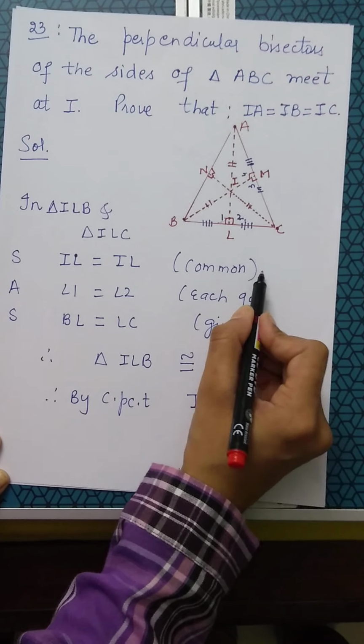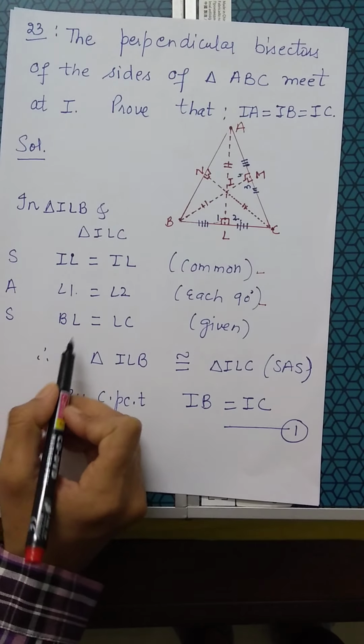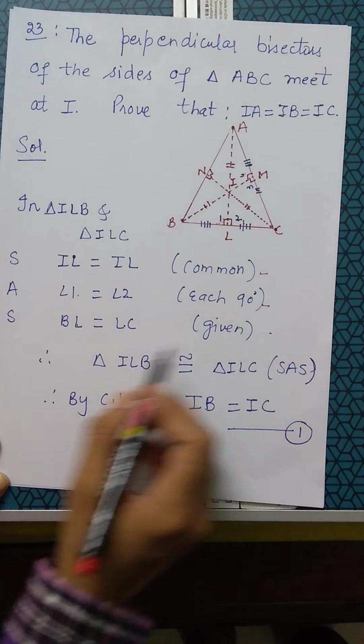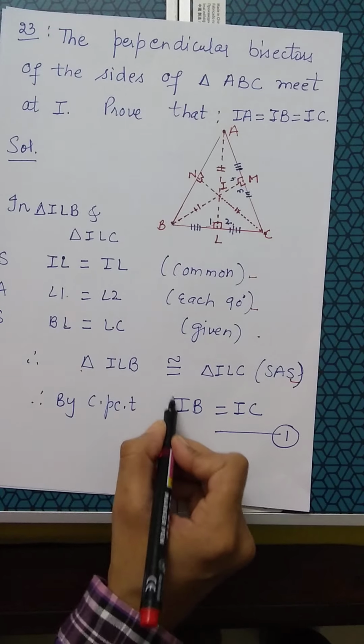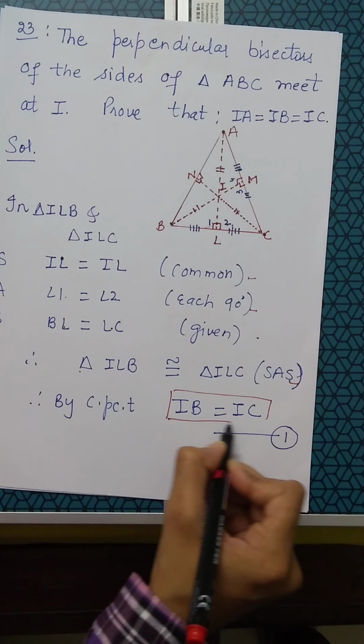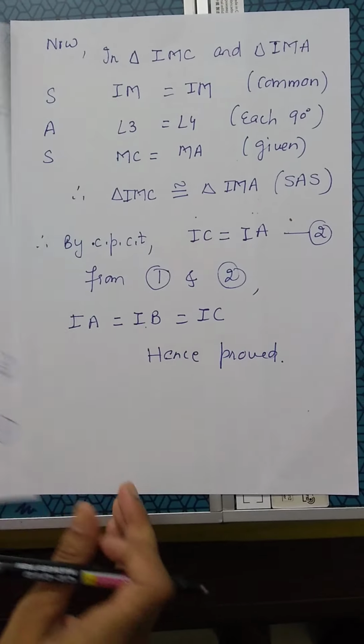IL is equal to IL, common. Angle 1 is equal to angle 2, each 90 degrees. BL is equal to LC, given. Therefore, triangle ILB is congruent to triangle ILC by SAS congruency rule, and by CPCT, IB is equal to IC. I will name it as equation number 1.